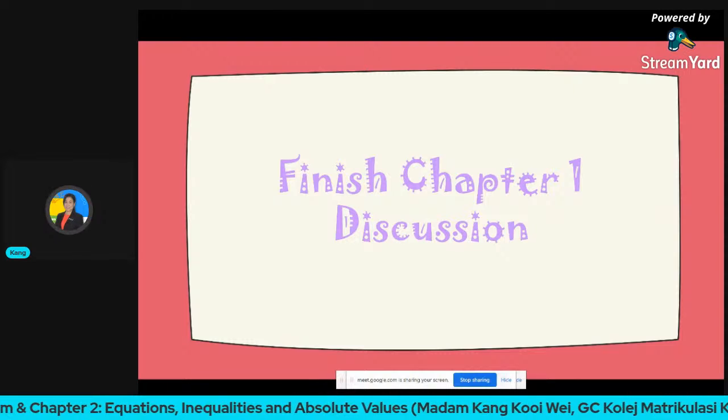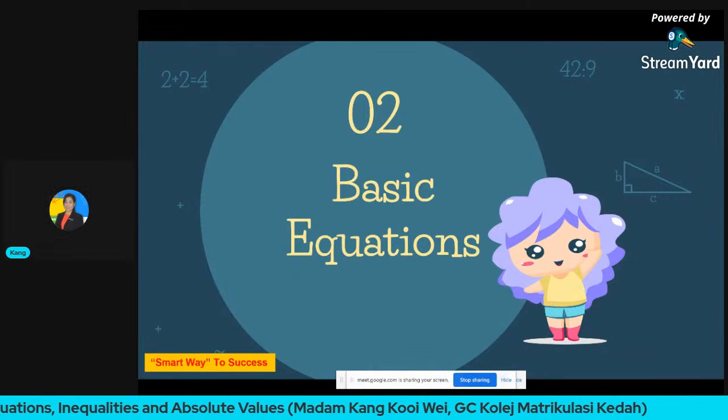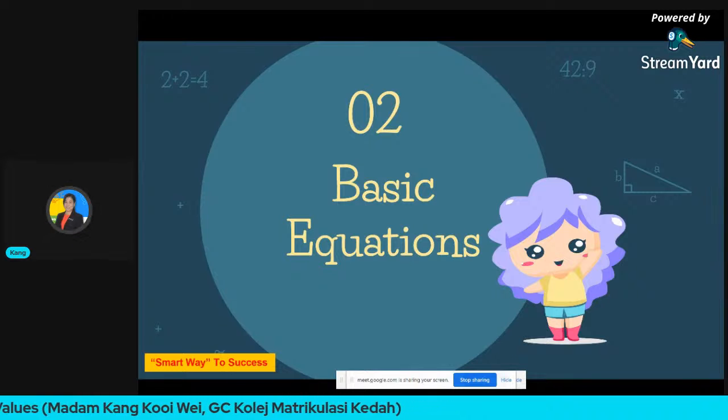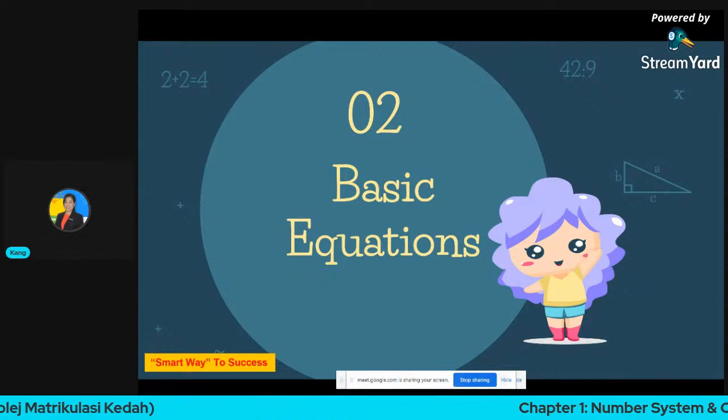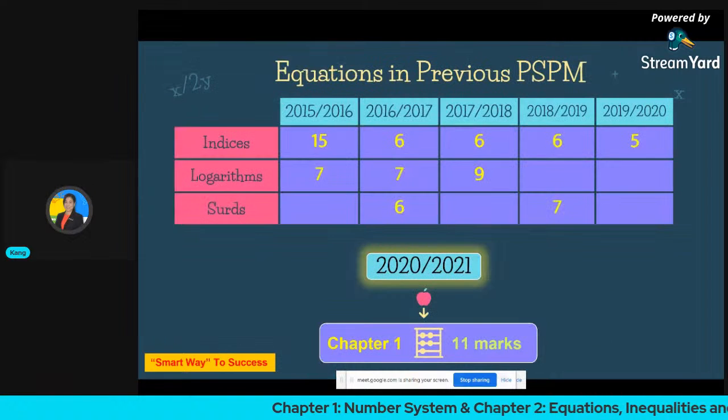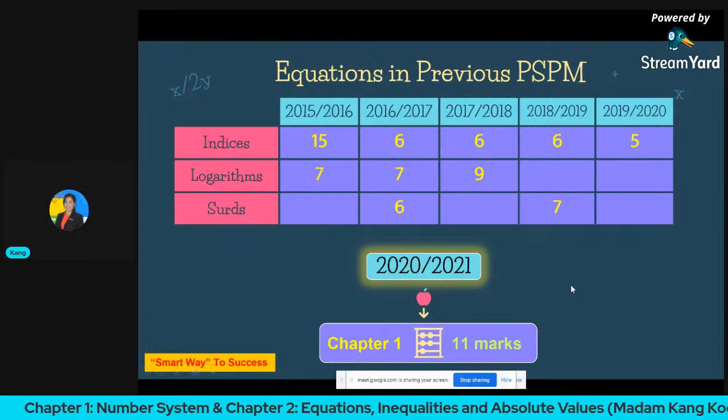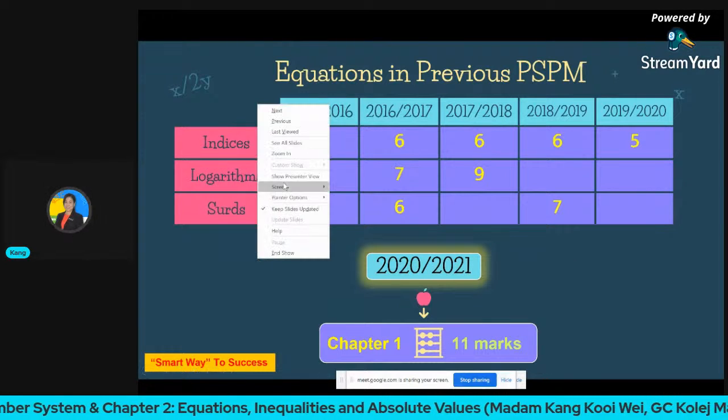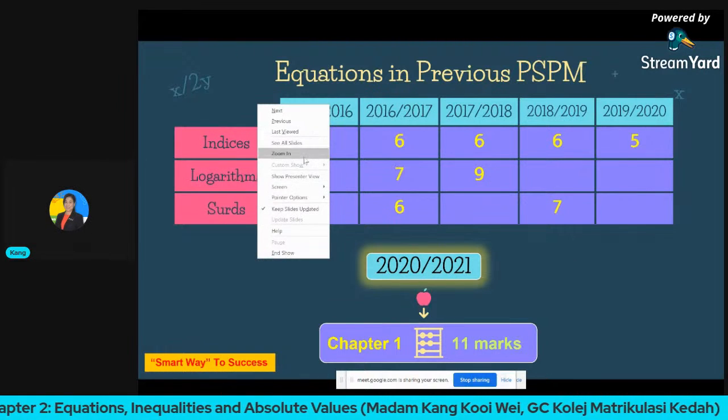Okay, so now let us look at chapter 2. Chapter 2, we have 3 parts. For the first part is the basic equation. Involving equation, an equation has an equal sign. Then for the equation, we have three types.